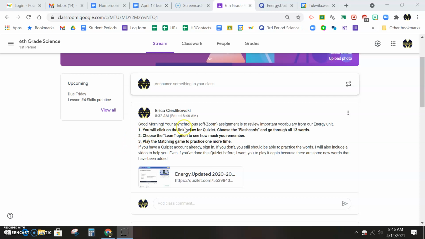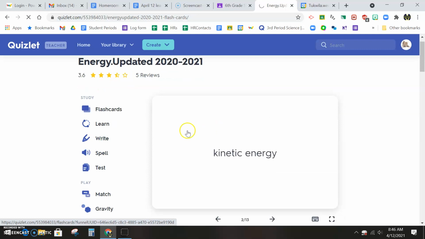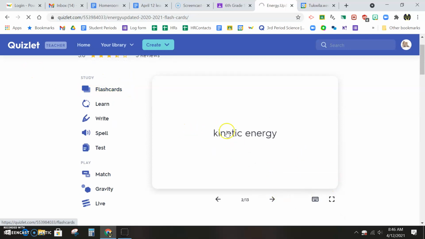So number one, you will click on the link below for Quizlet. And you're going to start with the flashcard option to practice all 13 words. You do not need to have a Quizlet account to play. If you already have one, I would suggest signing in, but if you don't have one, that's okay too.